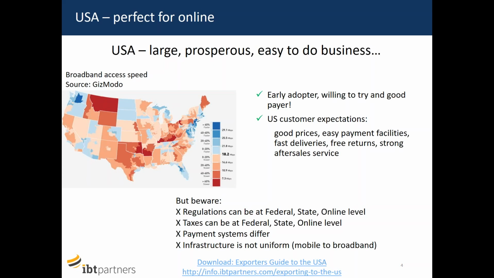But I wanted to emphasize a couple of things too. It is not a homogeneous place, and when you're looking at selling into the United States, even online, you need to be aware that it is not as homogeneous as you might think when you're looking at it from the outside. Regulations are different. Payments are different. Taxes are different. Infrastructure is different, and this is important for the web. Broadband is quite patchy, and that map with those colors shows you how much of a mosaic broadband access speed can be in the United States.